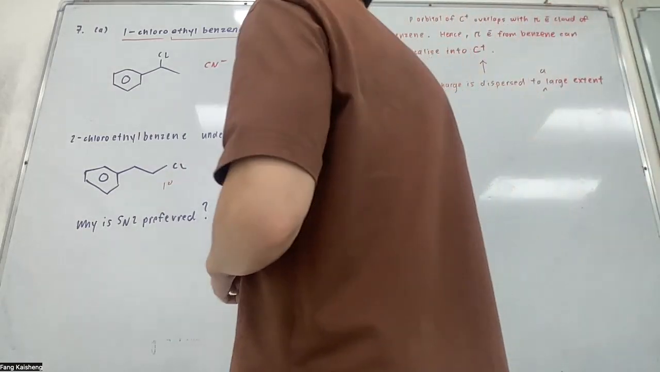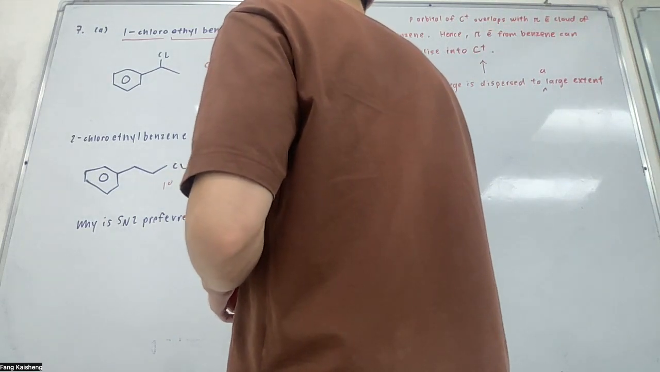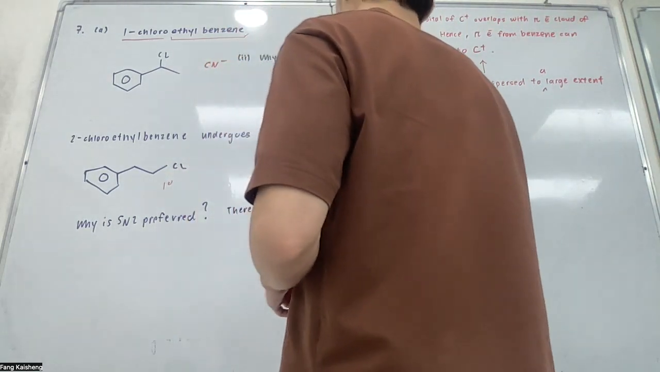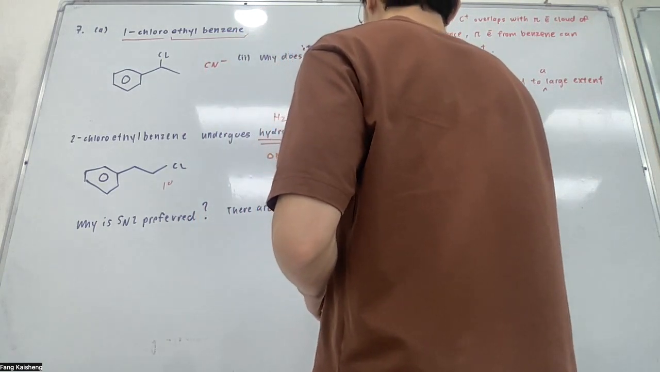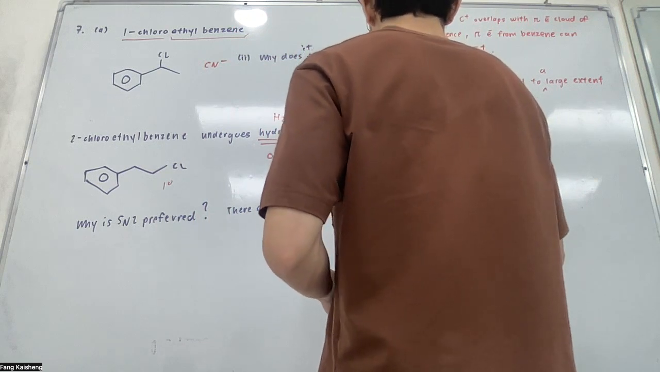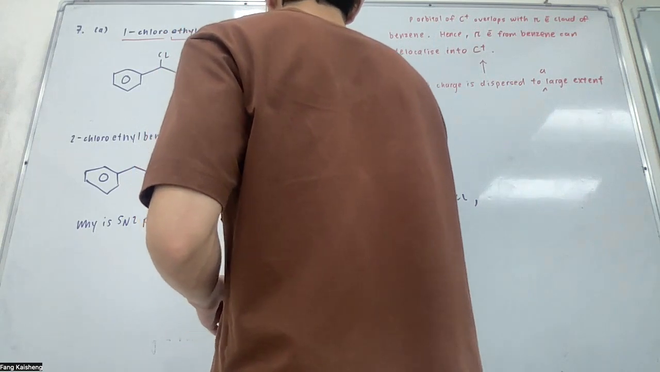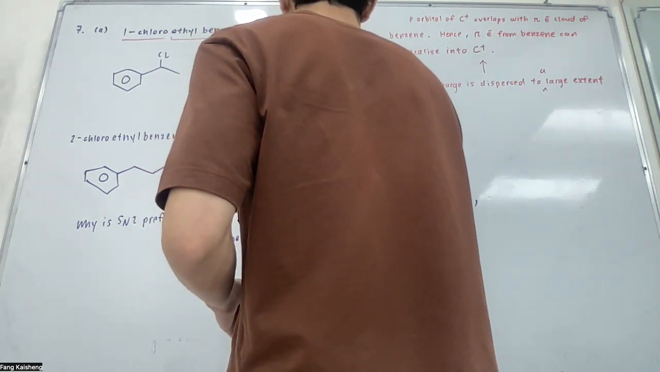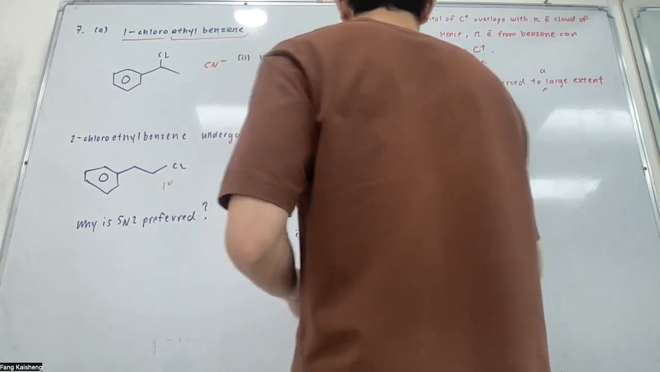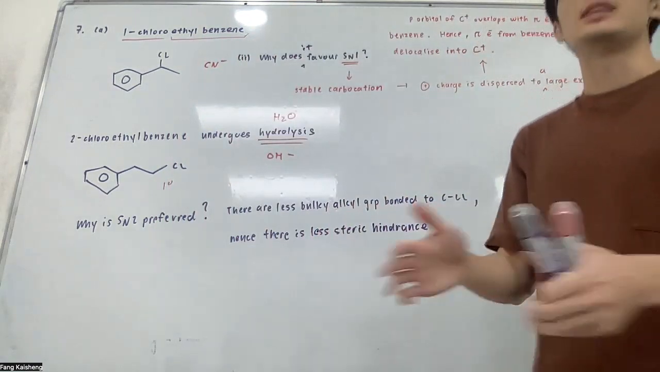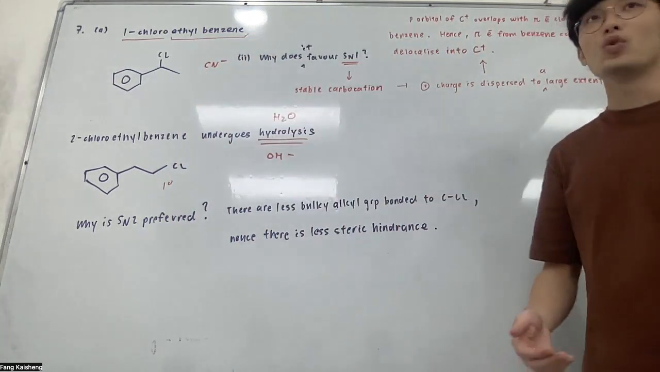That's our answer. So you just tell me there are fewer bulky alkyl groups, or there's only one bulky alkyl group bonded to the C-Cl carbon. Hence there is little steric hindrance. Done. Much easier to explain. And since there is less steric hindrance here, you just favor SN2.